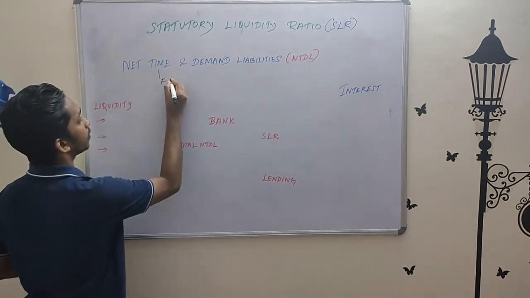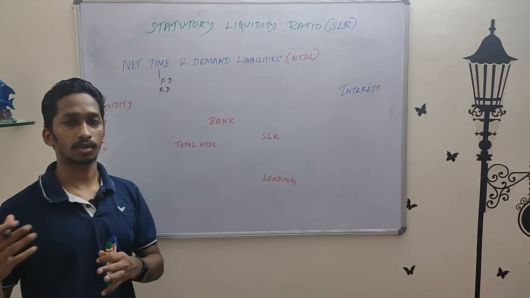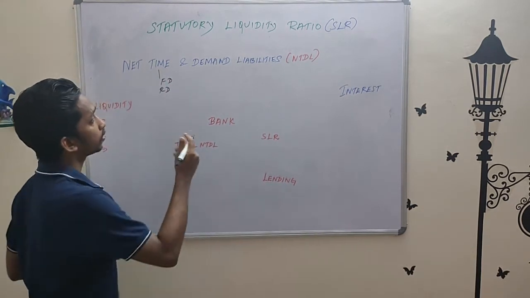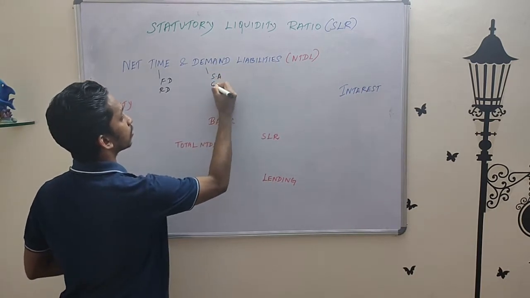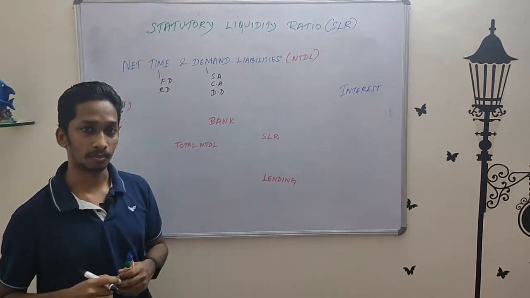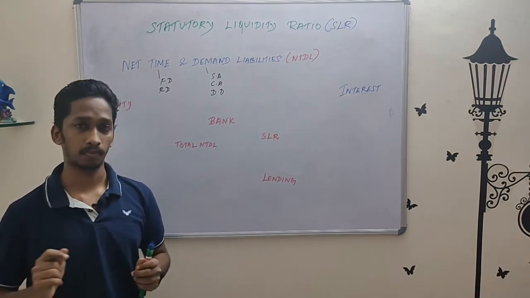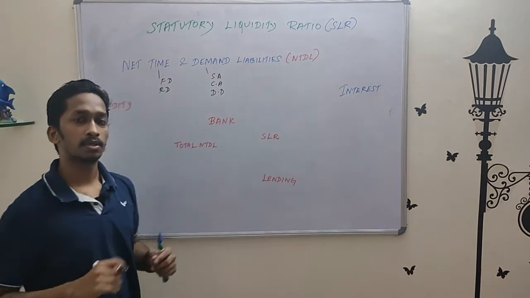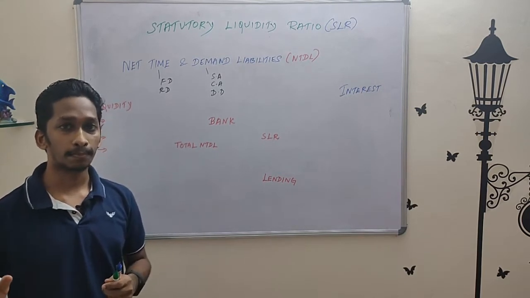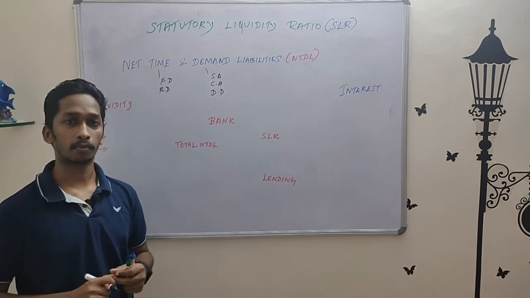FD and RD, kind of time targeted savings or time targeted payments that the bank has to make, come under time liabilities. Then what would demand liabilities be? Savings account, current account and demand draft. Anything which the bank has to pay on demand, whereas time is anything which the bank has to pay on a specific time frame. So the combination of all of this gives you NTDL, net time and demand liabilities, also known as total deposits of a bank. So SLR would be a percentage of the total deposits of a bank.